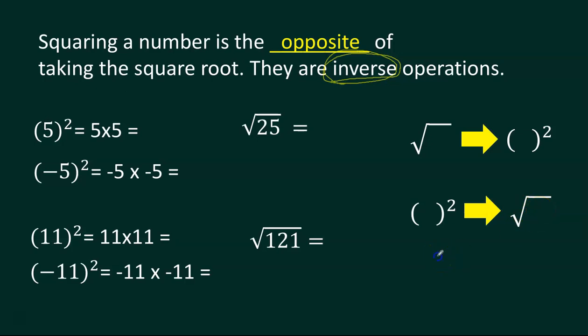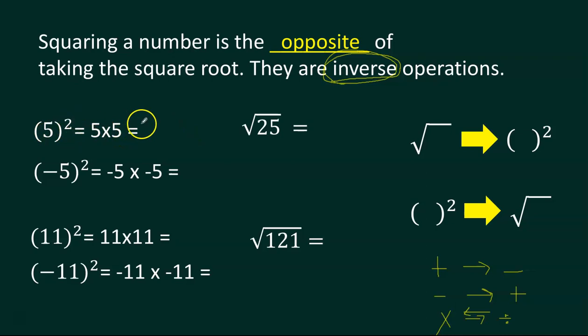This is just like our inverse operations with addition and subtraction. Addition is the inverse operation of subtraction, just like subtraction is the inverse operation of addition. Multiplication is the inverse operation of division, just like division is the inverse operation of multiplication. It goes both ways. Take a look at what I mean.